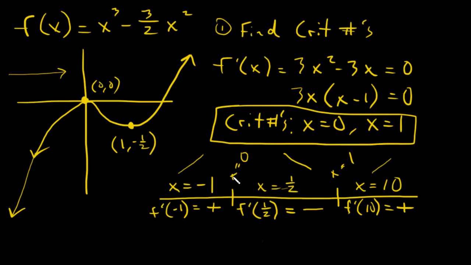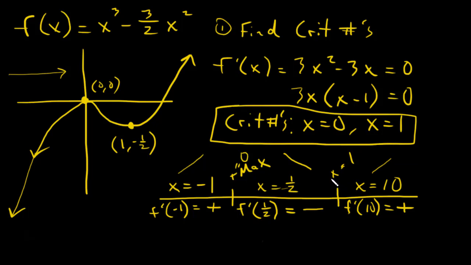To the left of x equals 0, the graph is going up. To the right of x equals 0, the graph is going down. What does that mean x equals 0 is? It's going up, then it's coming down. That means at x equals 0, we have a max.